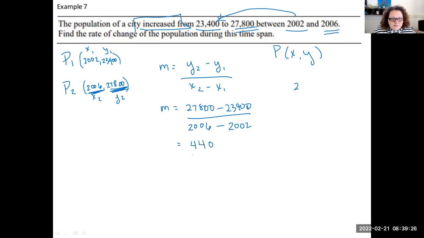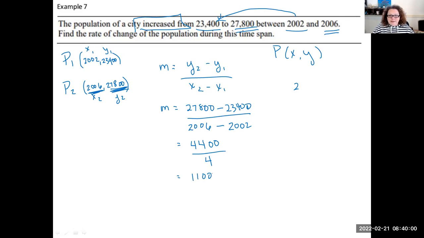4,400 divided by 4 years. So that means, and I can stop right here for just a second and say, every 4 years, the population is increasing by 4,400. We're not currently in a unit number because we don't have a denominator of 1 yet, which is what we're going to take it to. We have to divide by 4 to get our answer. And our answer would be 4,400 divided by 4 is 1,100.